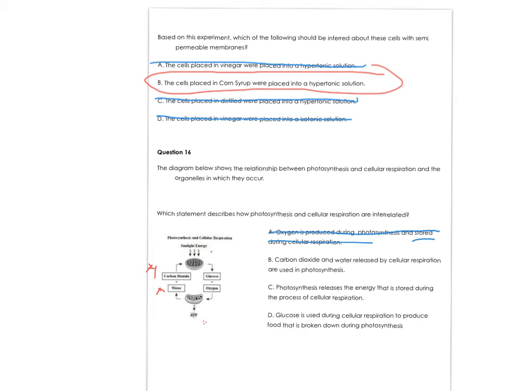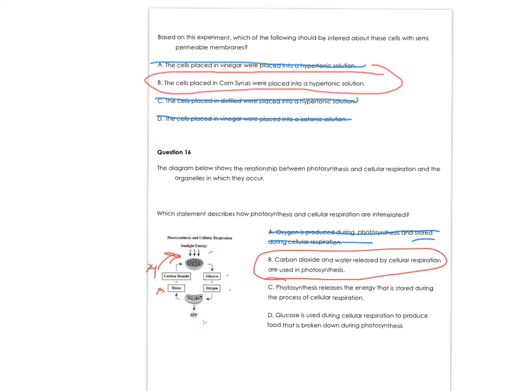So this is cellular respiration, this is photosynthesis. So water and carbon dioxide are being used to go into photosynthesis, and out comes glucose and oxygen. And so this is correct, right? B is correct.